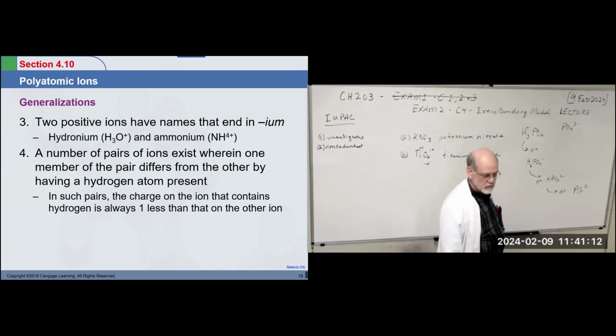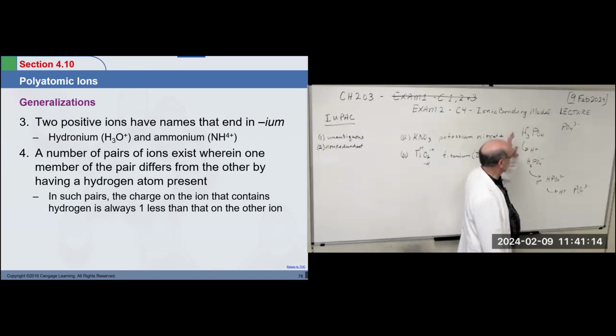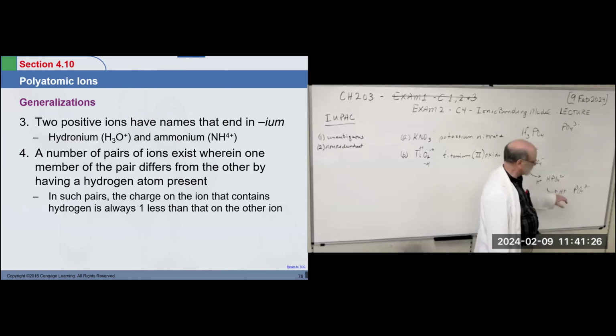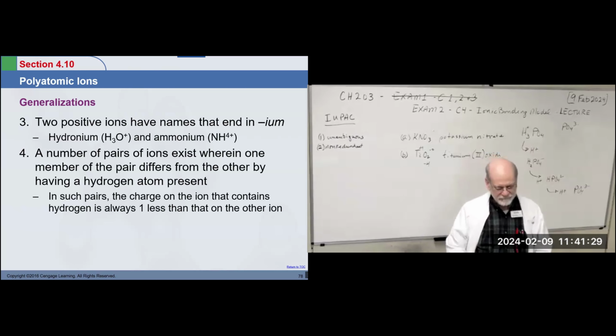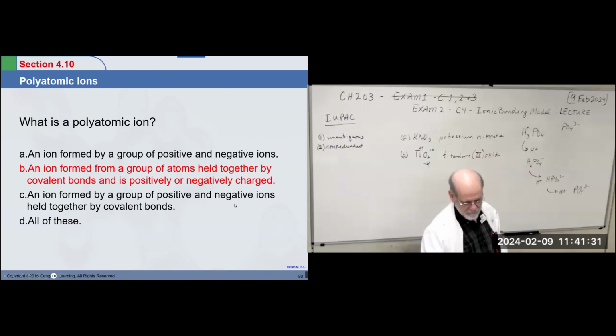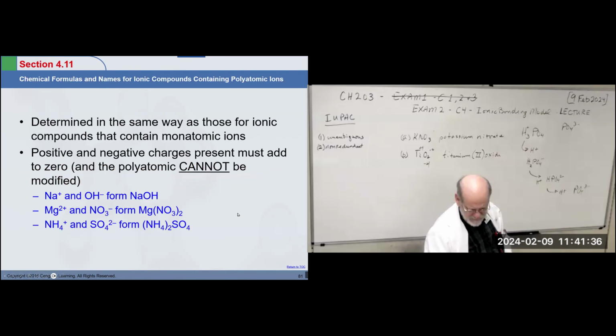That's another way to expand your memory on polyatomics. If you just remove a hydrogen, the hydrogen leaves an electron behind, so the charge bumps up by a negative. Take 2 away, it bumps up 2 negatives, or 3 negatives. All right, there's polyatomics. Positive and negative charges present must add to 0. That's nothing new.